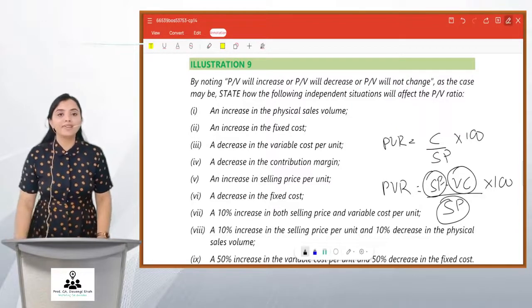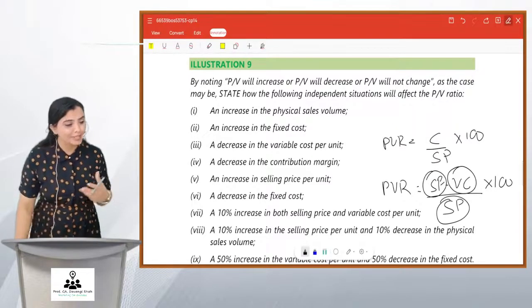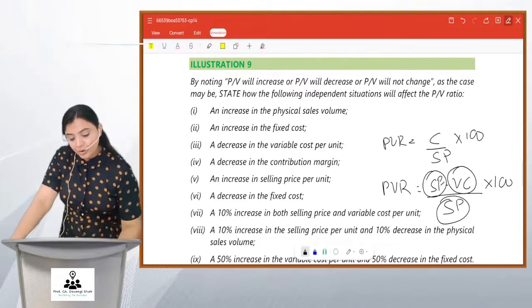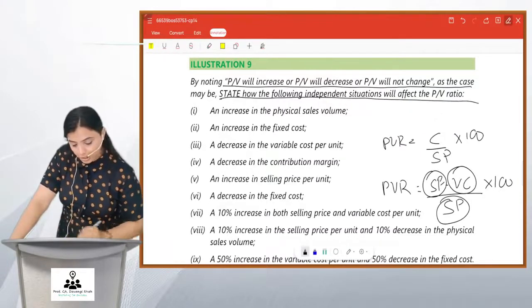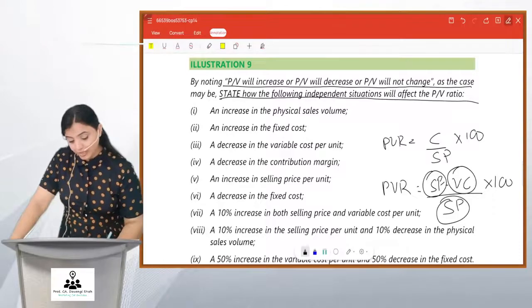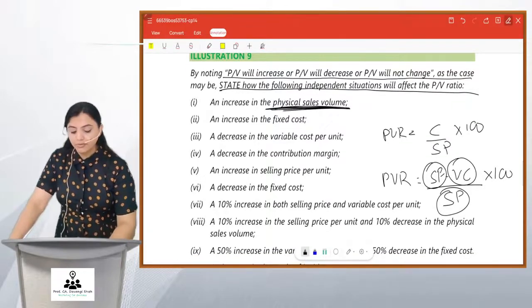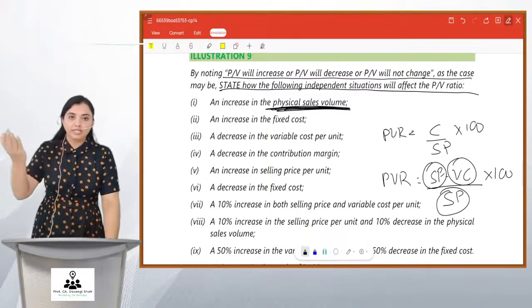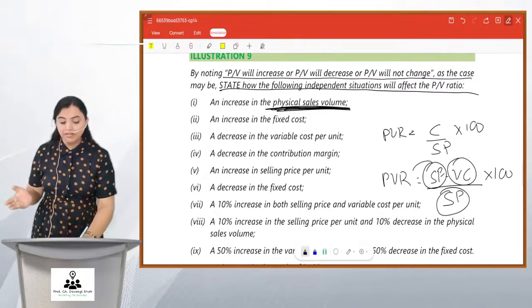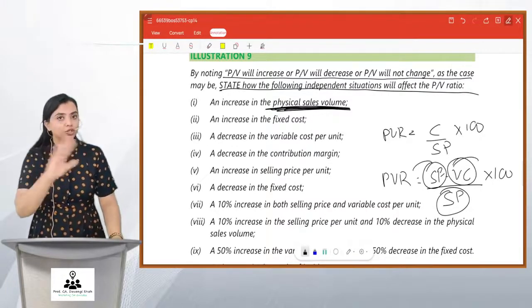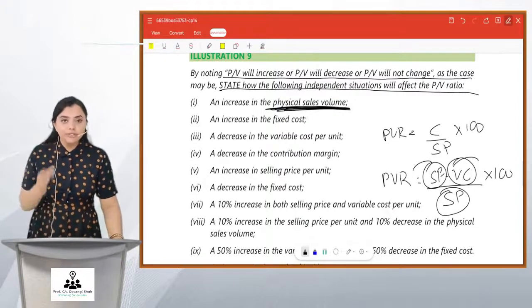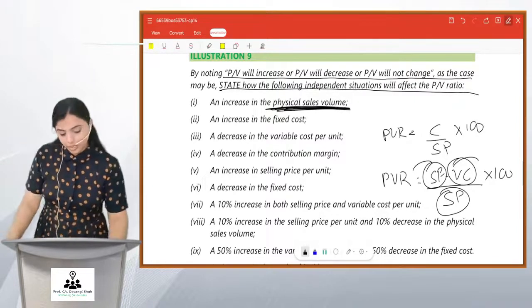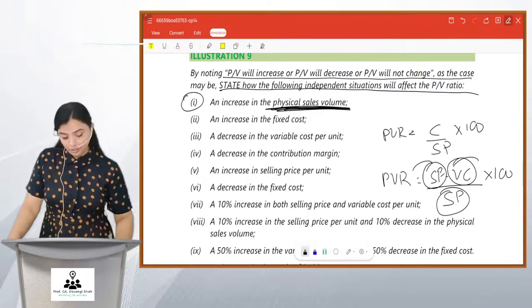And let us have a look at illustration number 9 with respect to this knowledge that we have. Let's read. By noting, PV ratio will increase or PV ratio will decrease or PV ratio will not change, as the case may be, state how the following independent ratios will affect the PV. Increase in physical sales volume. Friends, if I sell 2 units, selling price will double, variable cost will double. So basically, your PV ratio will not change. Only if your selling price changes, only if your variable cost changes, it will change. So in case of 1, there will be no change in the PV.